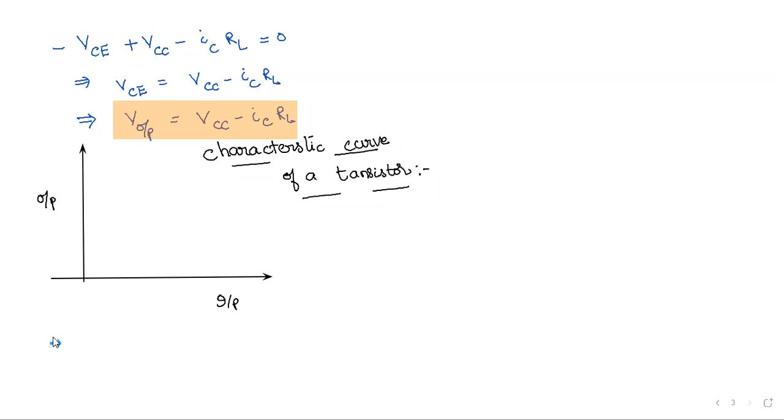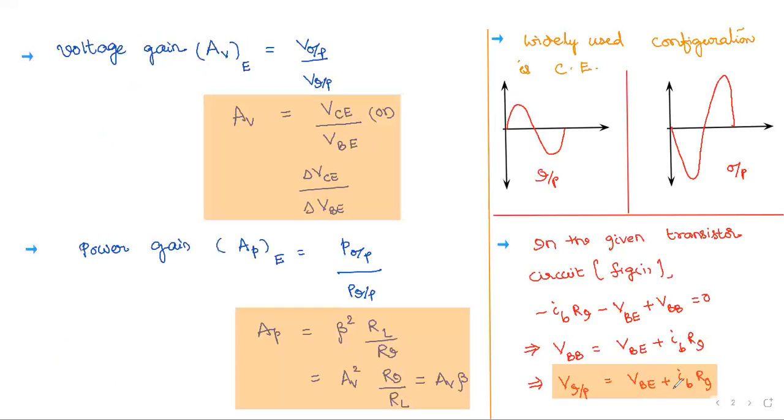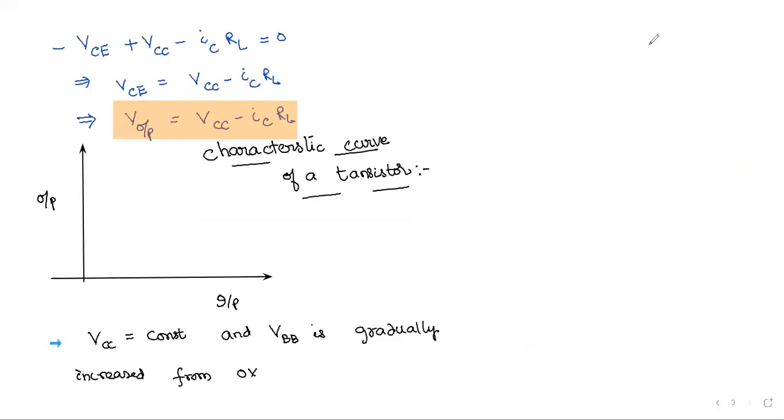That point I am going to write here first. VCC is equal to constant, and VBB is gradually increased from 0 volts. Without moving back every time, I will write the equation here also. So that V input is equal to, you will get one equation here, that is VBE plus IB into R input. Correct, sir? This equation was on the previous page. And V output equals VCC minus IC into RL. This is the output equation.